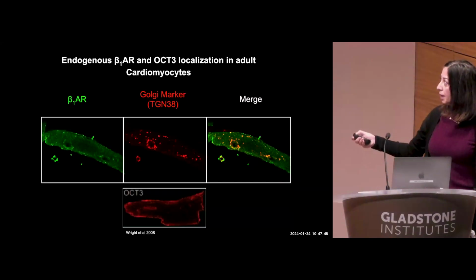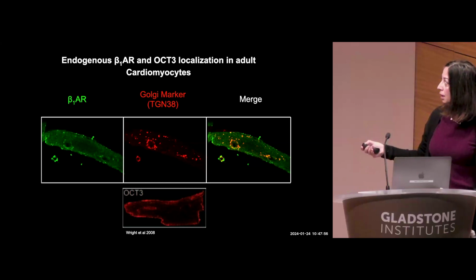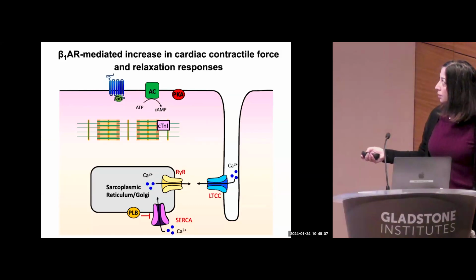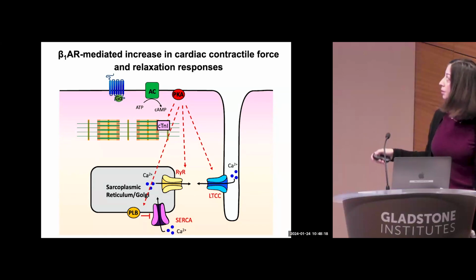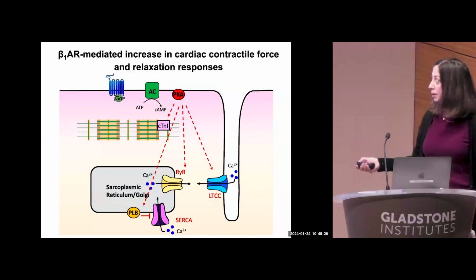Here I'm just showing you that beta-adrenergic receptor at the endogenous level in adult cardiomyocytes does express in the perinuclear region, which is labeled here by a Golgi marker. Similarly, OCT3 is also expressed on the plasma membrane and the perinuclear region, which is the Golgi membrane. So going back to the original idea, if we think that the receptor activity only happens on the plasma membrane and then PKA is activating all these downstream effectors in cardiomyocytes, how do we explain the lack of diffusion or mobility of either cyclic AMP and PKA in regulating these responses?